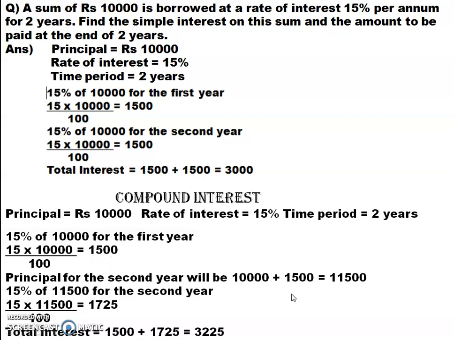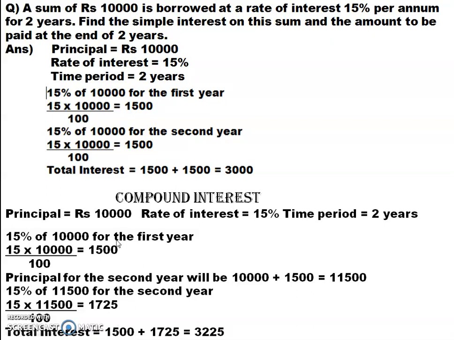That is 10,000 plus 1,500 is equal to 11,500. So when you calculate the interest for the second year, there is a slight difference: 15 into 11,500, the whole divided by 100, equal to 1,725. So did you understand the difference?